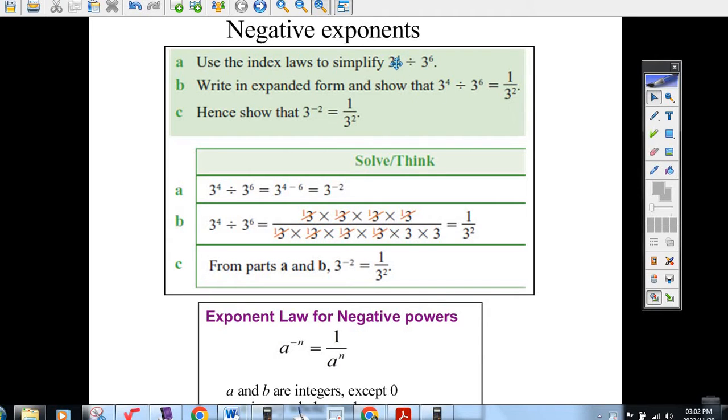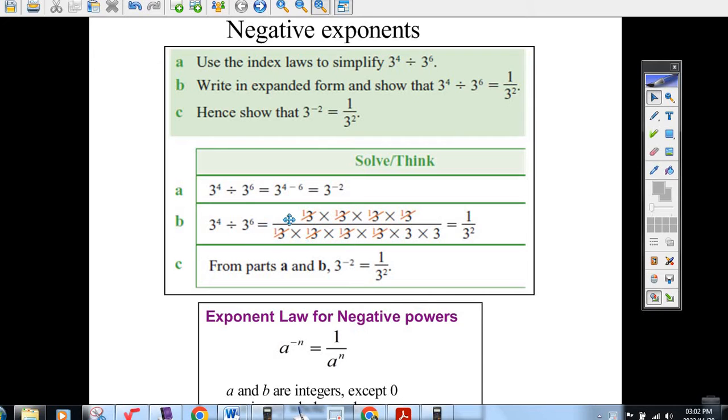If we have 3 to the 4th power divided by 3 to the 6th power, you know that we're supposed to subtract those exponents, and we get 3 to the minus 2. So we know it must be 3 to the minus 2, following the second law of exponents there. When you divide two things of the same base, you subtract those numbers.